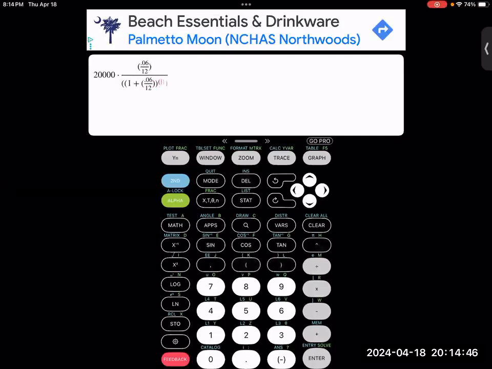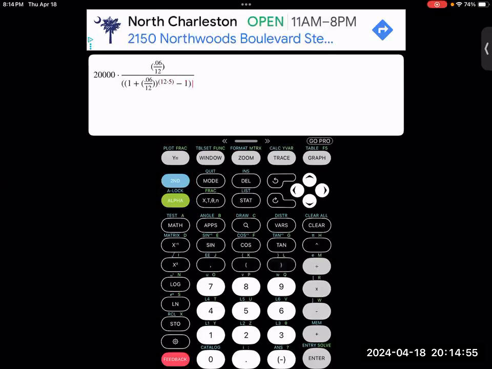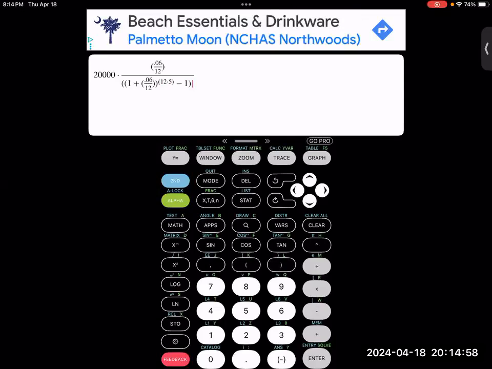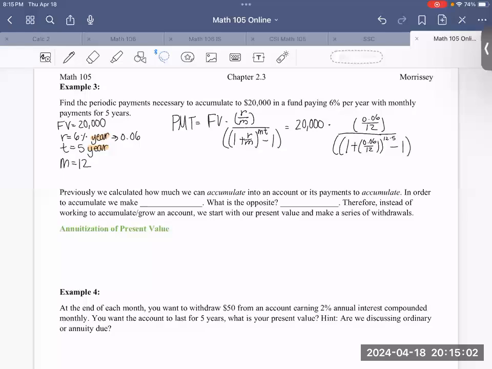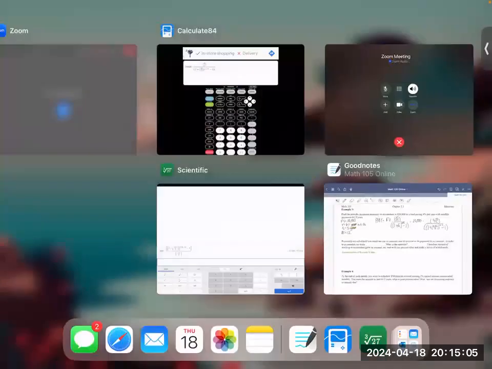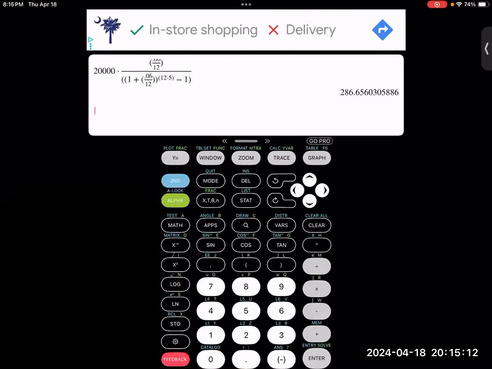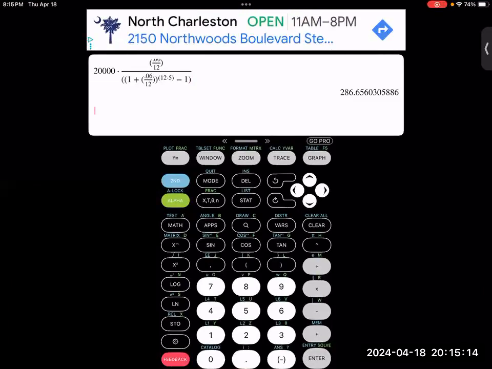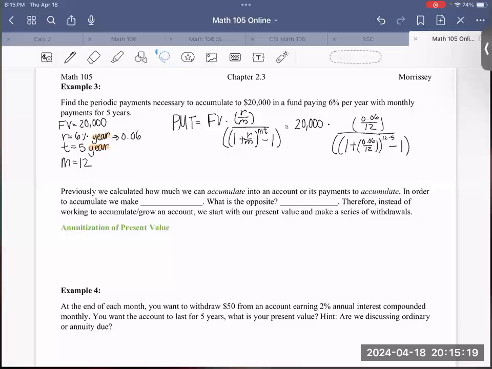Raise to the 12 times 5. I believe our time was 5. And I'll double check everything before I finish and close that out. Again, I could put a big parentheses at the very beginning. It shouldn't matter though. Let's see. I just want to check my values. 12, 5. Gotcha. Go ahead and hit enter. So my deposits would have to be $286.65 or 66 cents. 286.66.